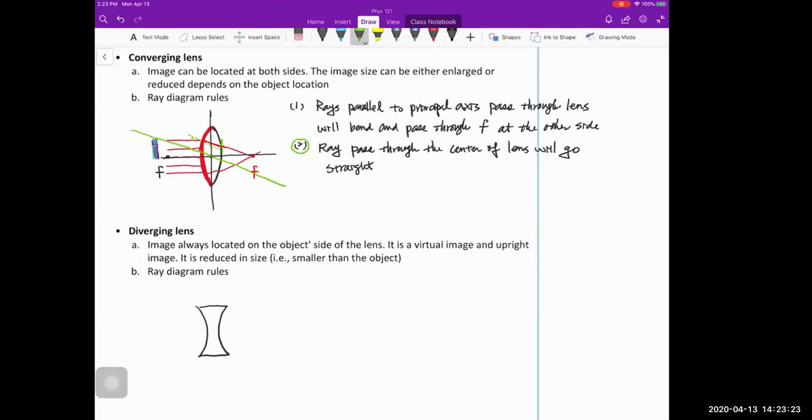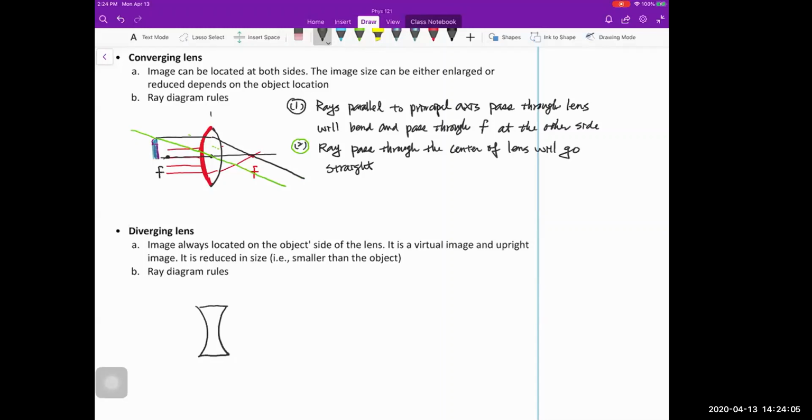Rule number 1 tells you if you have a line that goes to parallel, and it will pass through the lens and it will bend to the focal point. So if I draw that, this is the number 1, the black one. Go here and it will bend. It will bend through the F. Okay, so that's the 2 line that you need.